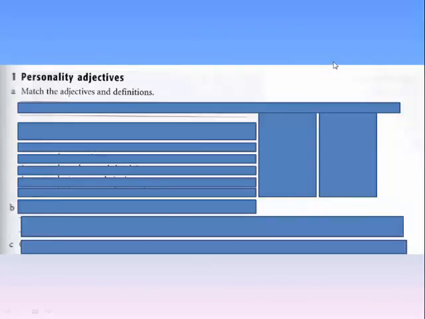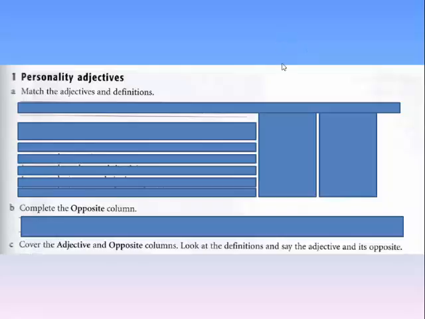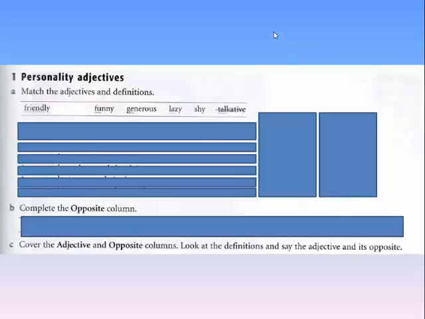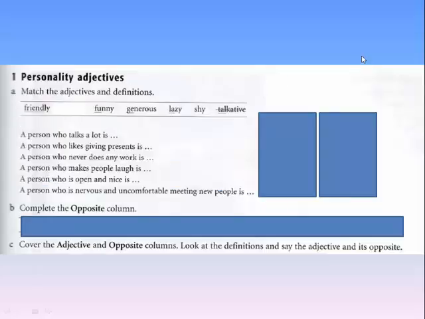You will need to match some adjectives and some definitions. Then we will need to introduce the opposite of that personality adjective. And you will need to study this on your own. So, we have some adjectives here. 1, 2, 3, 4, 5, 6 adjectives. And some definitions, and we need to match them.